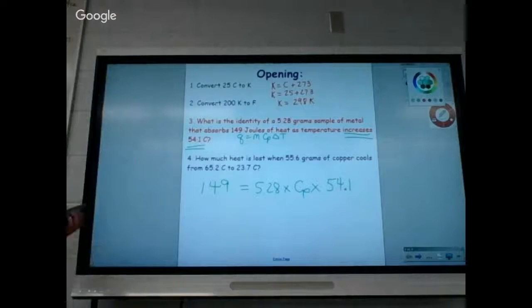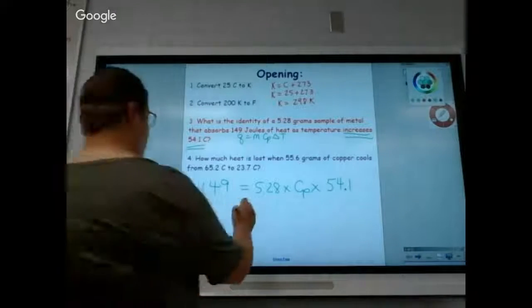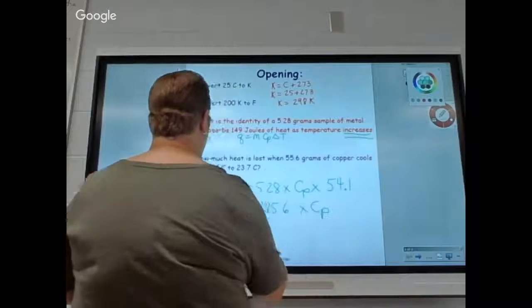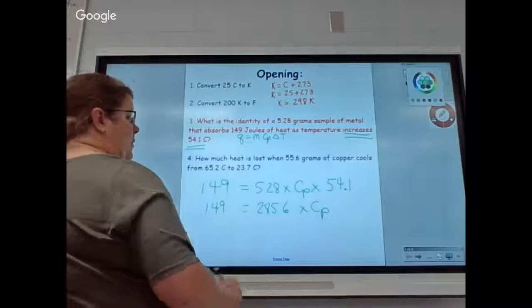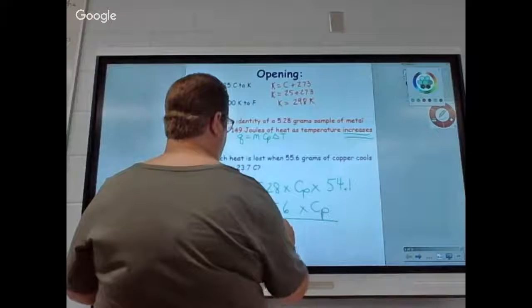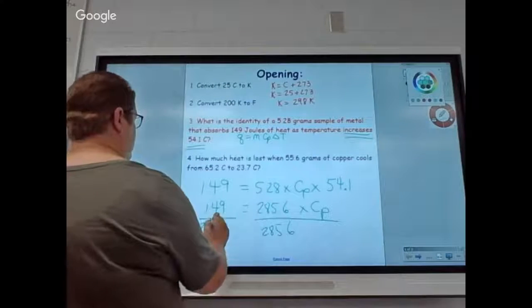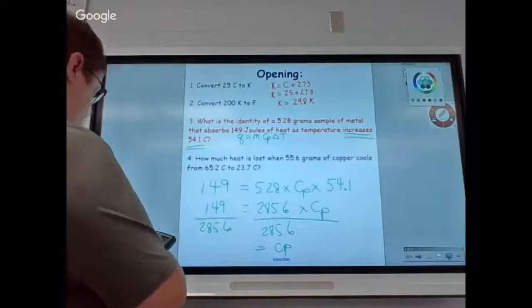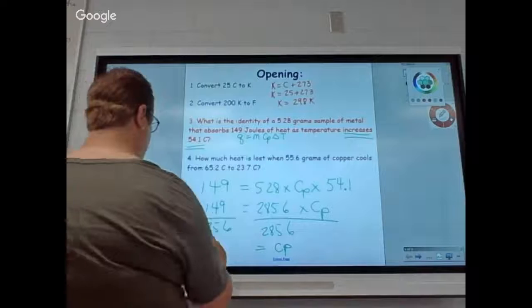So again, you can solve it more than one way. When I look at it, I see combined like terms, because that's the way I was taught when I was in middle school and high school. But if you've learned a different way, do it your way. 5.28 times 54.1. So when I do it, I get 285.6 times CP. 149. So I need CP by itself. So I'm dividing by 285.6 on both sides. So I'm getting CP equals, and I get 0.521.